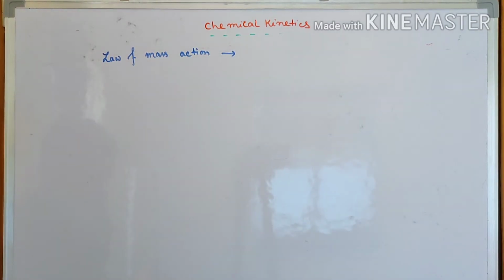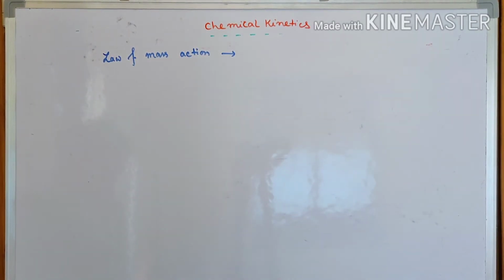First of all, let us write down the law. The law suggests that at a given temperature, the rate of a chemical reaction is directly proportional to the product of molar concentration of reactants. So let me write it down first.